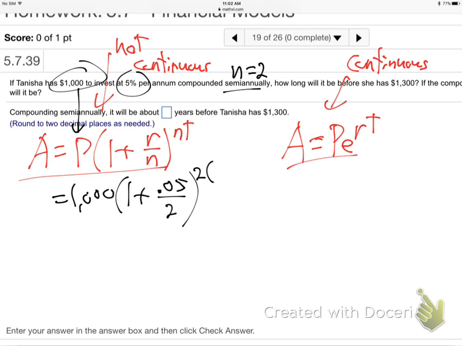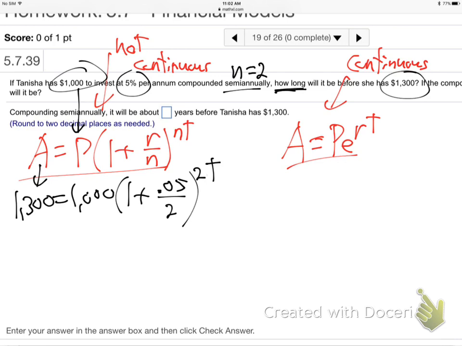So 2. And the t, I don't know the t. In fact, that's what they're asking me for. How long? So I'm trying to find t. And then what about the A? What's the 1,300? That's the A, isn't it? Because that's the amount. That's the goal. That's what we want to have in the end. Does that make sense on all those plug-ins? So there's my equation, and I'm trying to solve it for t. What do you think? How are we going to solve that for t?